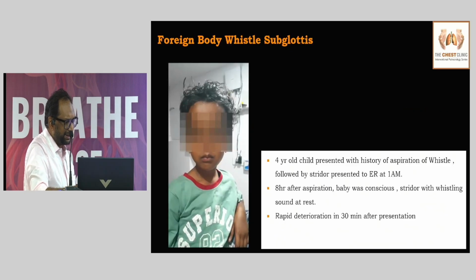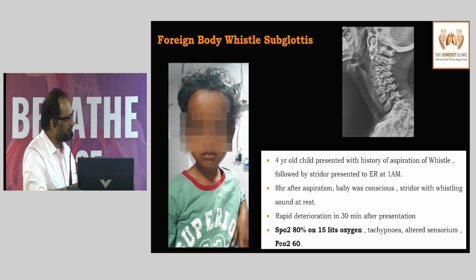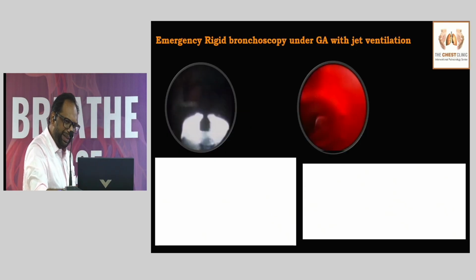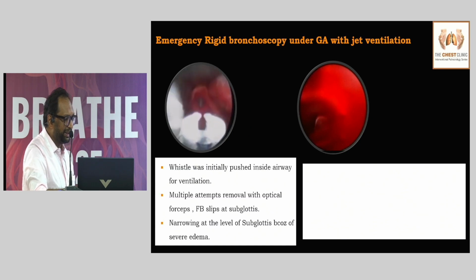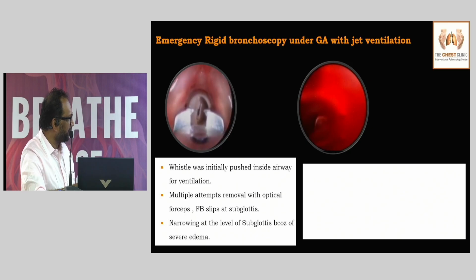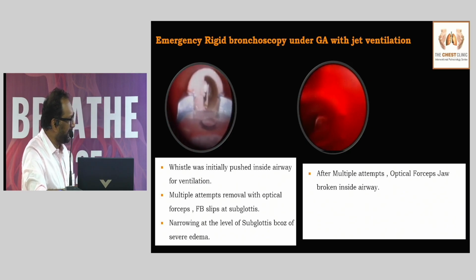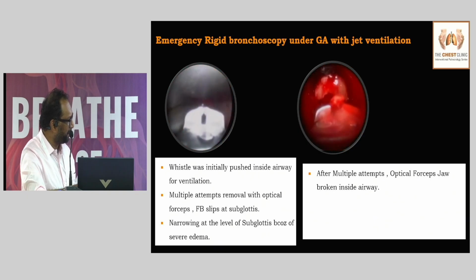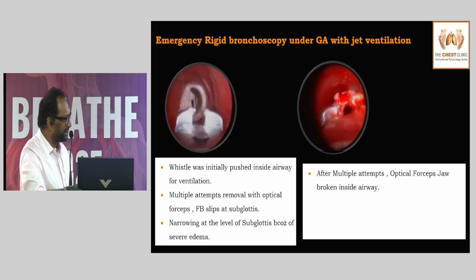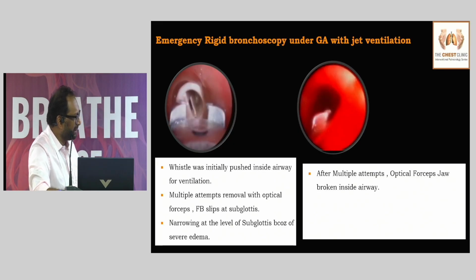Another case, same. The child came with a whistling sound. There was a whistle stuck at the subglottis. The baby deteriorated fast, so initially we tried with an optical forceps. Again, the subglottic foreign body, optical forceps. We tried multiple times, but unfortunately one of the jaws of the optical forceps got broken and dislodged inside the airway. So now there is an iatrogenic foreign body inside the airway because of the broken jaw.